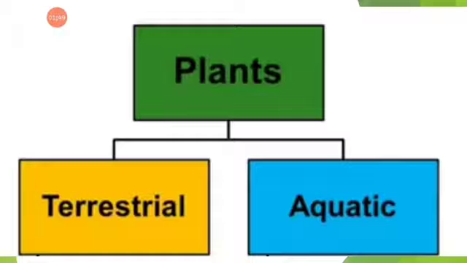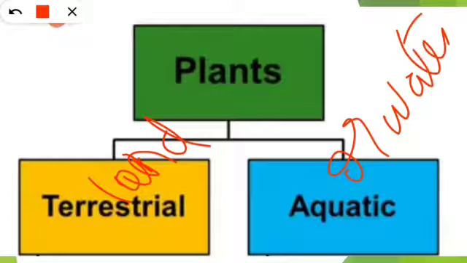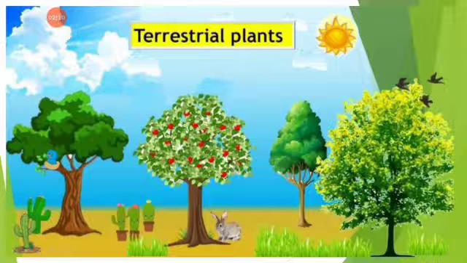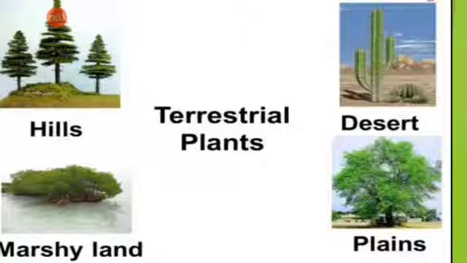Plants can be divided into two types: terrestrial plants and aquatic plants. Terrestrial plants are land plants. Aquatic plants are water plants. First we see about terrestrial plants. The plants that grow on land, like hills, desert, marshy land, and plains, are called terrestrial plants.